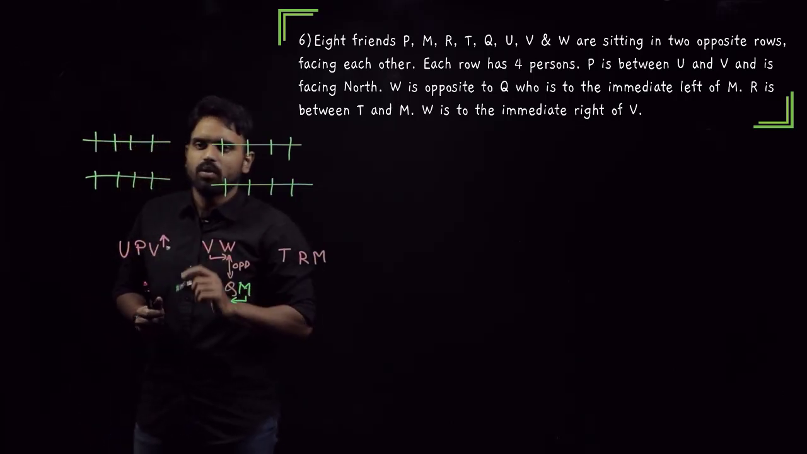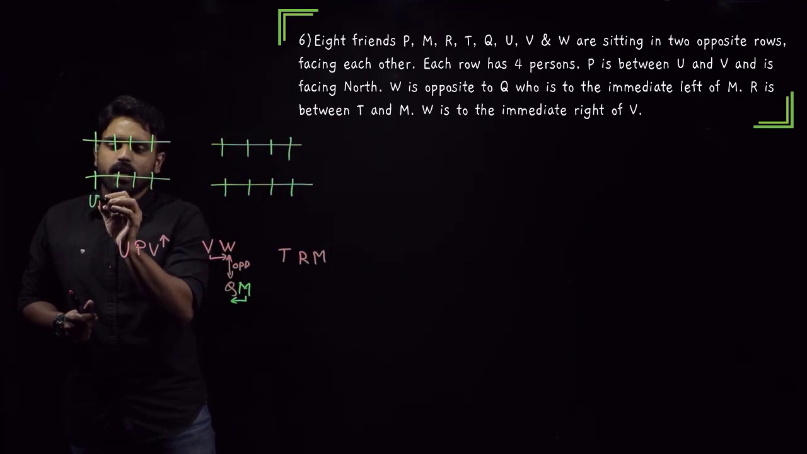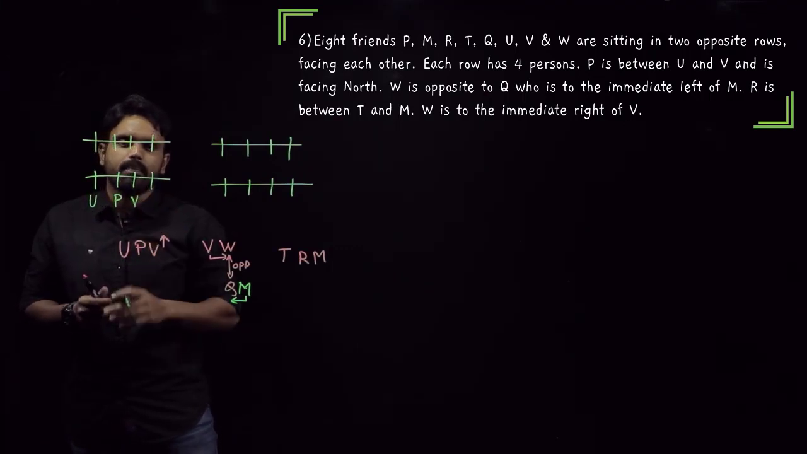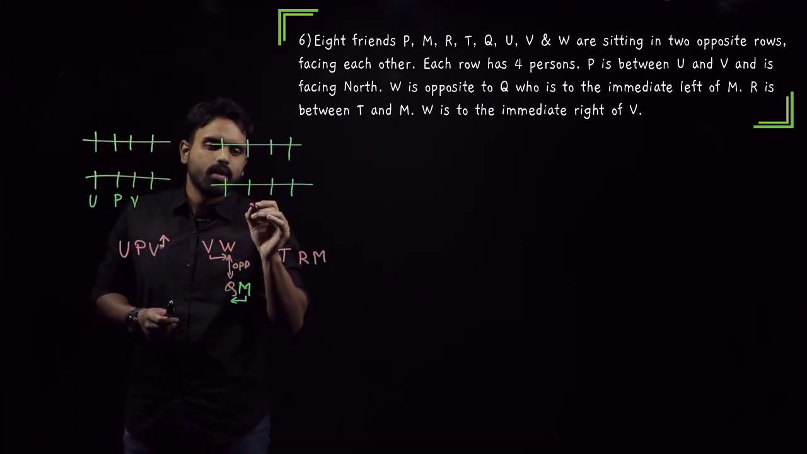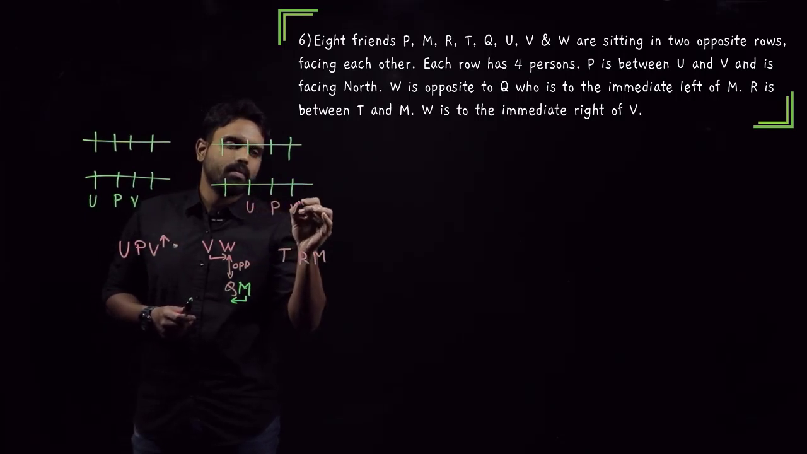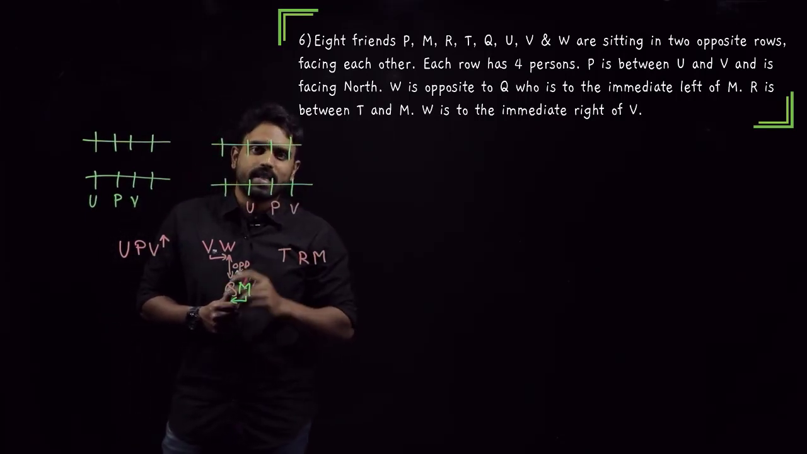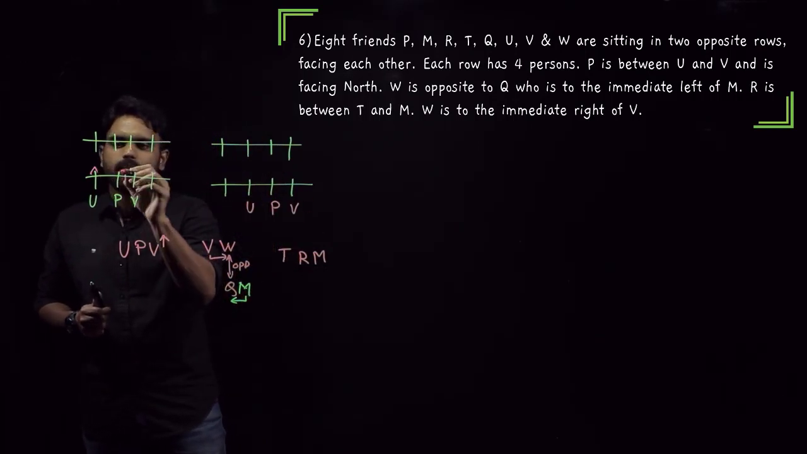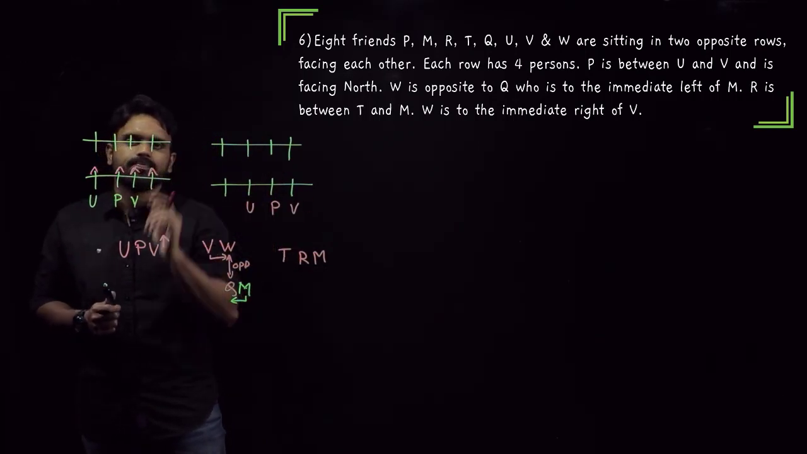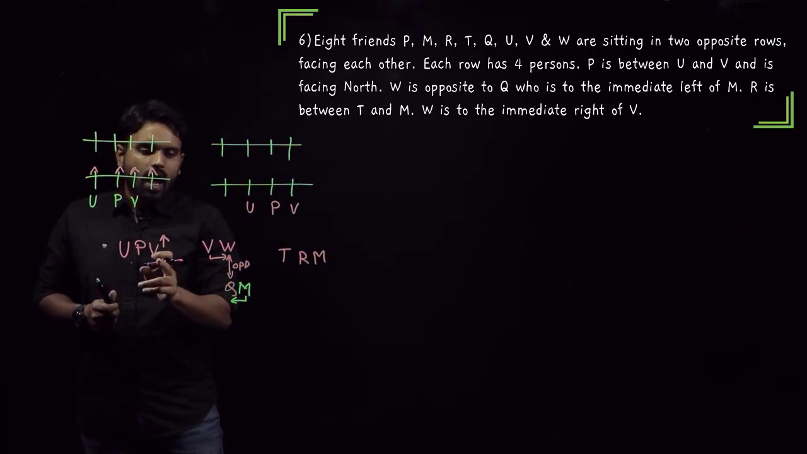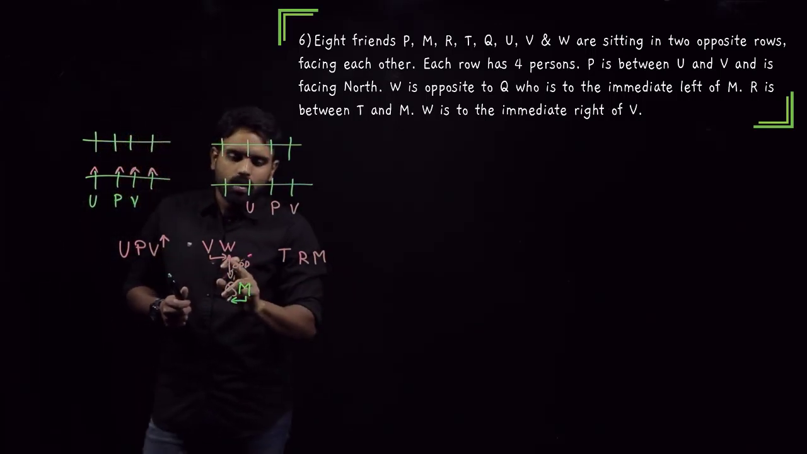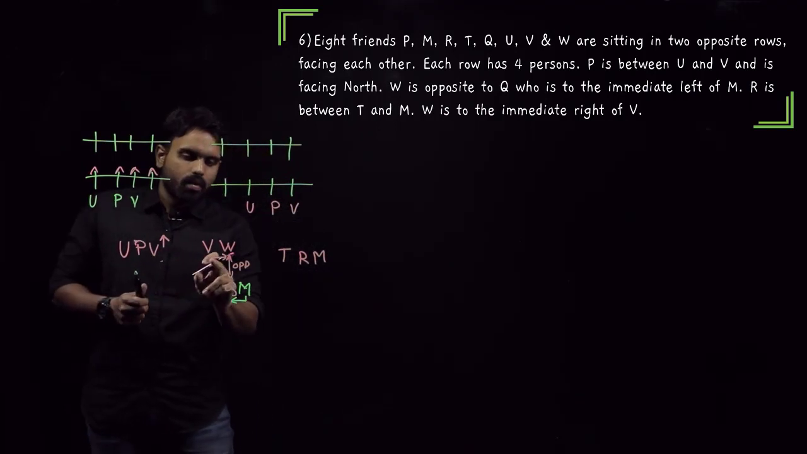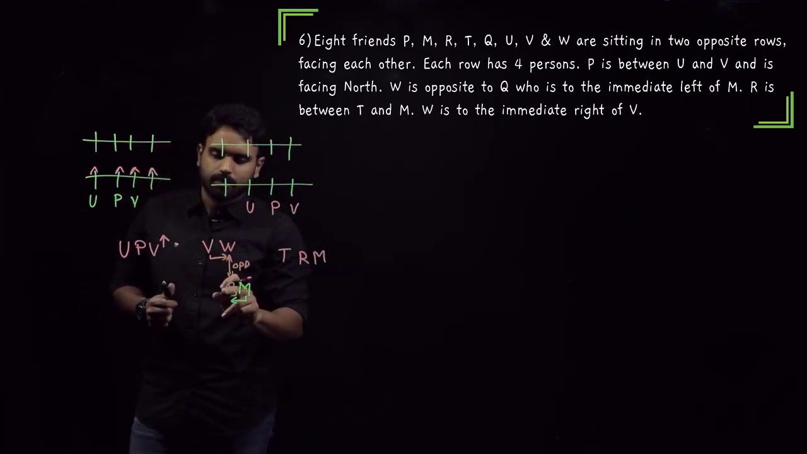Yes. So, what are the two ways they can sit? It can either be U, P, V or it can be U, P, V. These are the only two ways they can sit. UPV is facing north. These are people who are facing north. This is the only way. Now, other than that, we'll go with the next condition.